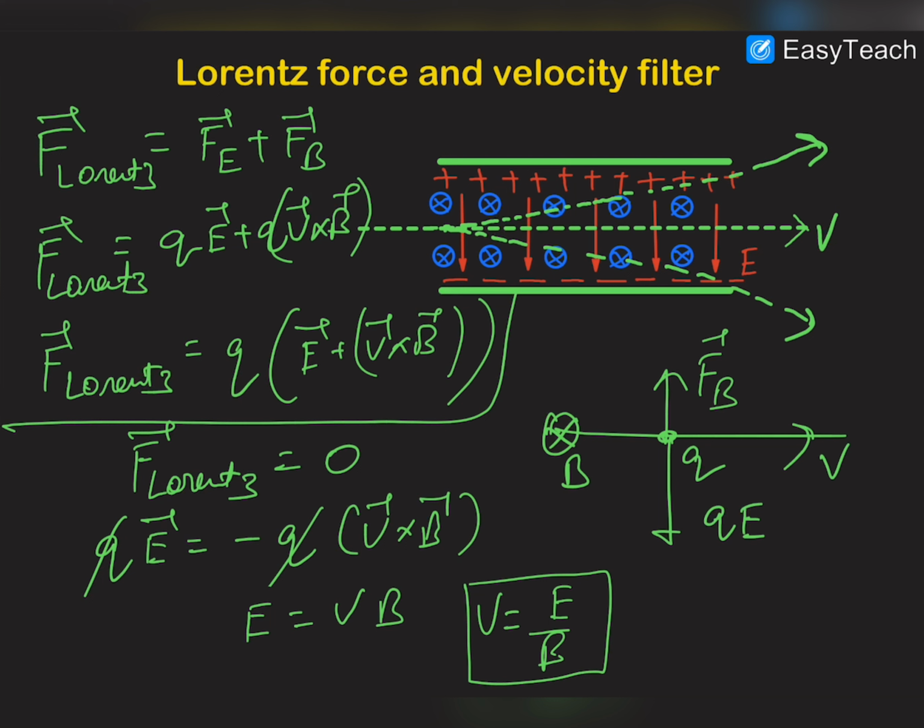So this is the velocity filter arrangement, and this was used in the 19th century to filter out charged particles from a beam of particles which are moving with different speeds. But we wish to find out the particles which are moving with some specific speed, so we can pass that beam through the velocity filter arrangement, and there we can filter out those particles which we wish to filter out by using the arrangement of velocity filter.